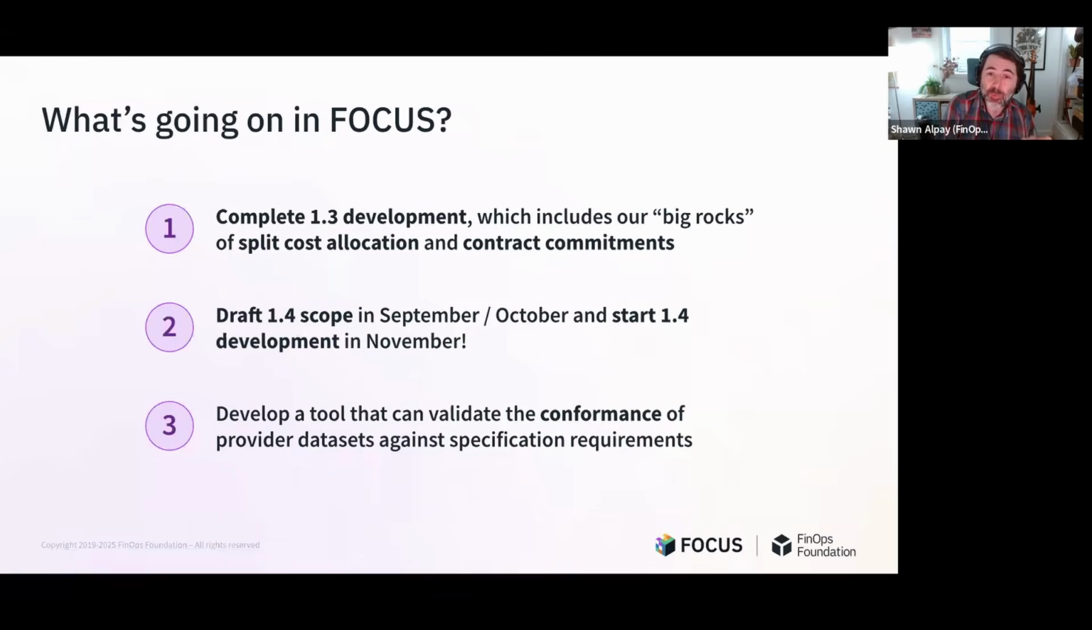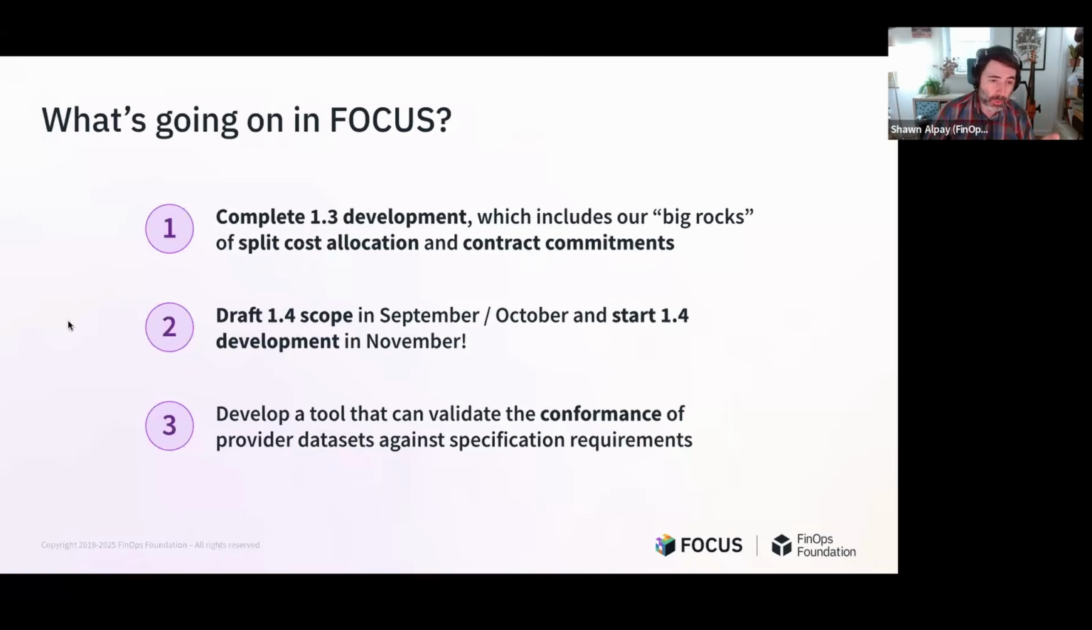We can go to the next slide and we can see what's happening in the next few months. So we're working right now on 1.3 development, and by the end of October, we'll have completed that. There's a lot of features we're implementing, but that includes what we're calling our big rocks of split cost allocation, which is to say shared costs in a resource like Kubernetes broken out into children or sub-resources, and contract commitments, which is to say associating your details of negotiated or contractual commitments with your cost and usage so you can track consumption or burn up of your commitments.